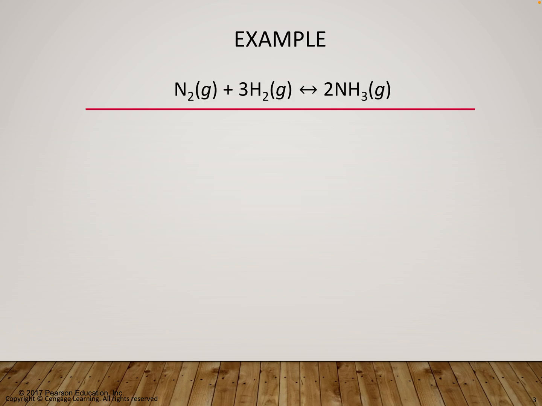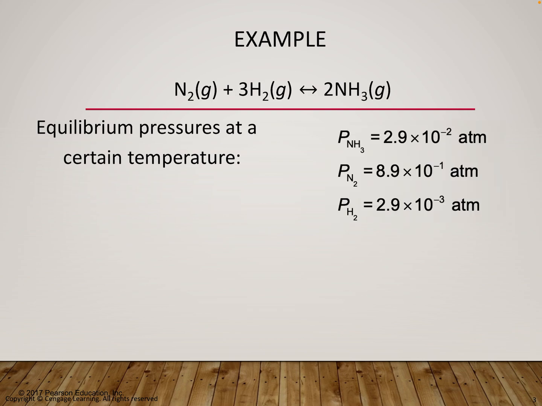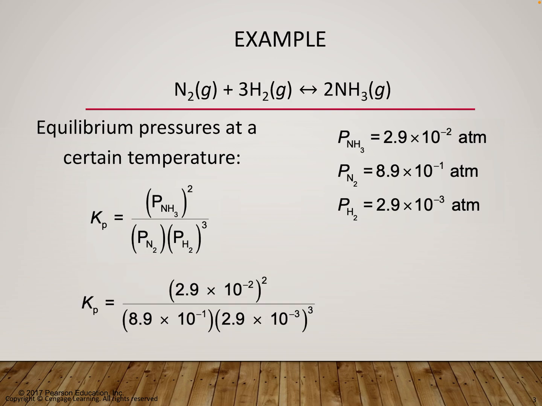So here's an example. Here's our reaction. We have nitrogen and our hydrogen reacting with ammonia. If we have our equilibrium pressures at a certain temperature, right, there we go. And so we can go through calculating Kp by plugging these equilibrium partial pressures into our Kp expression. So there's our law of mass action, and we'll just fill these in. We're just going to take them and fill them into our equation there. Okay, then you can go through and calculate it and find your value of Kp.